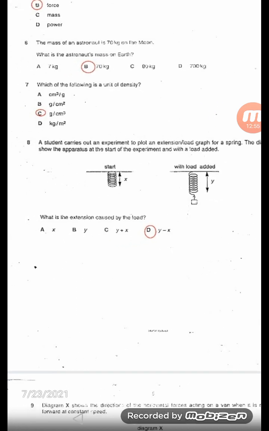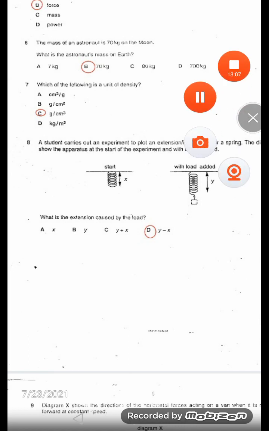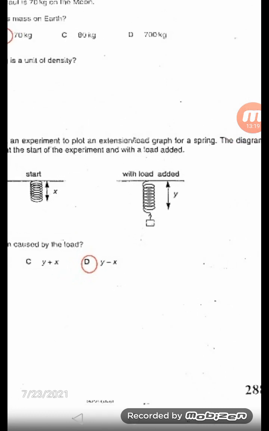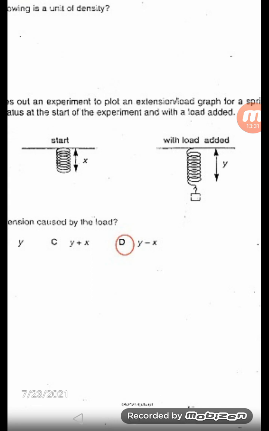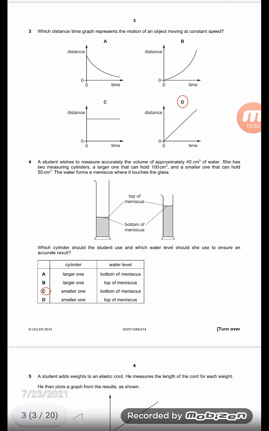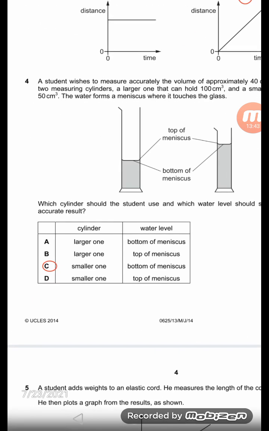I explained it before. A student carries out an experiment to plot an extension load graph for a spring. The diagram shows the apparatus at the start of the experiment and with a load added. You can see the original length is x, and when a weight is added, the length is y, right? So what will be your extension? Original length minus the extended length, x minus y, right? Which diagram shows this?